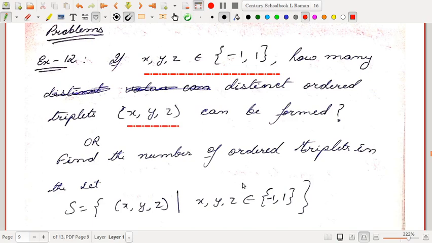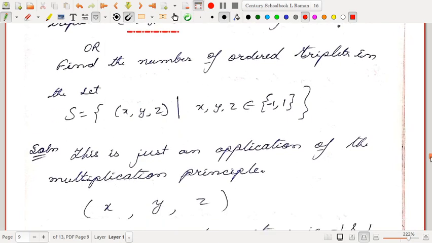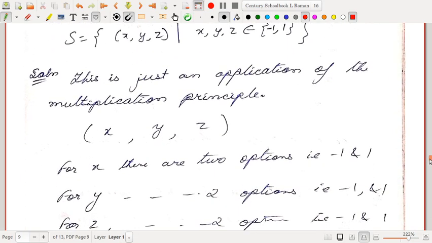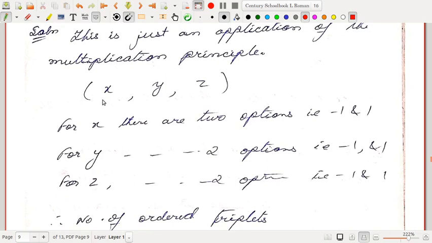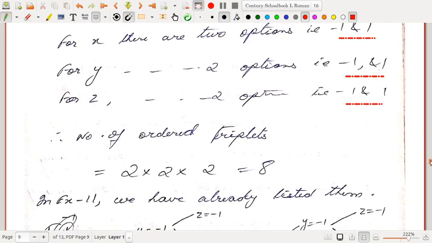So the same question can also be written this way. Find the number of ordered triplets in the set S equal to the set of (x, y, z) such that x, y, and z belong to {-1, 1}. So this is just an application of the multiplication principle. We are to find the number of ordered triplets. That means we need to find the options for the first place, the second place and the third place. For x, there are how many options? x can be either -1 or 1. For y, again, there are two options. For z also, there are two options. So by the multiplication rule, the number of ordered triplets will be 2 into 2 into 2.